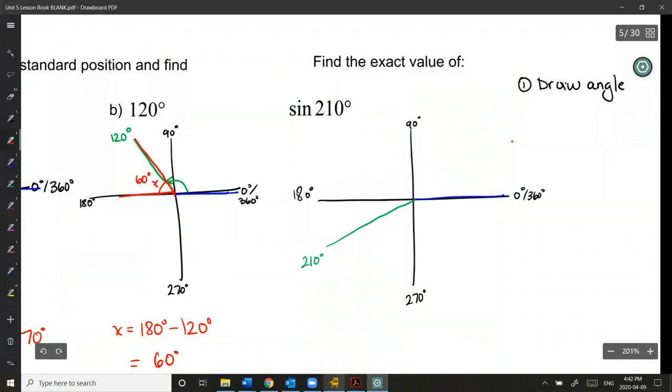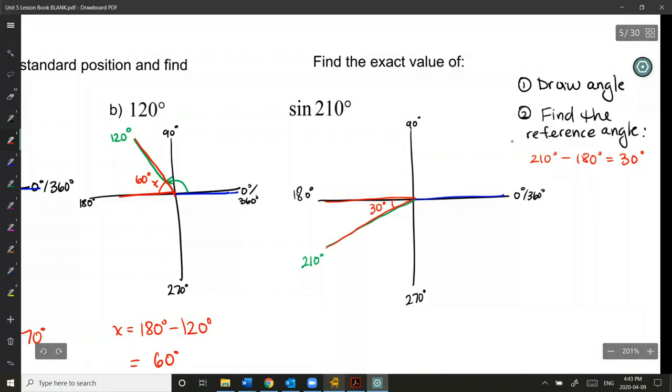Now what you're going to do is find the reference angle, and the reference angle is this angle between 180 and 210. So that's the second part: find the buddy or the reference angle. In our case, if we're looking for this reference angle, we're going to do 210 minus 180, and that's going to give us an angle of 30 degrees. All right, so I have an angle of 30 degrees inside here.